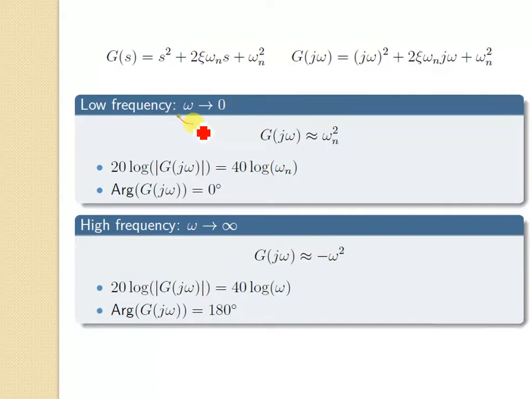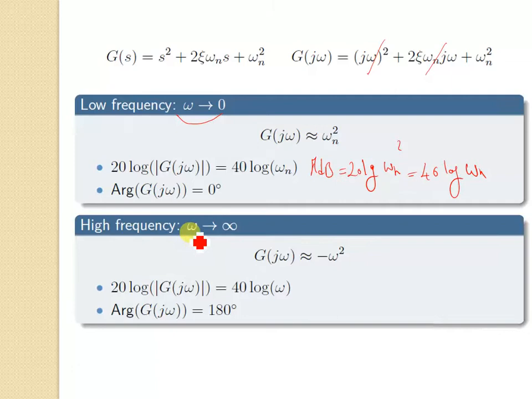First, omega goes to 0. When omega goes to 0, the j omega terms are eliminated, and what remains is omega n squared. The magnitude in decibels will be 20 logarithm of omega n squared, which becomes 40 logarithm of omega n, and the phase will be 0.